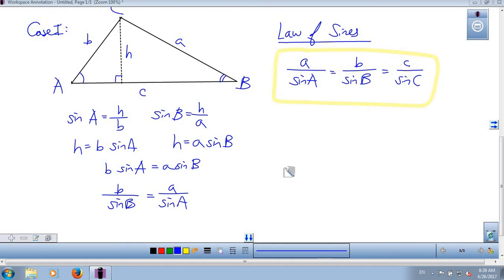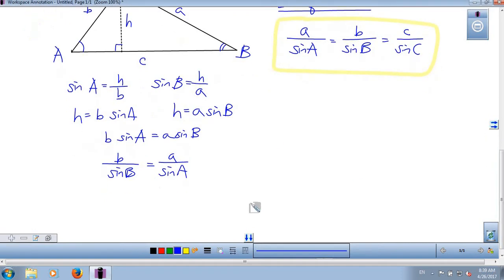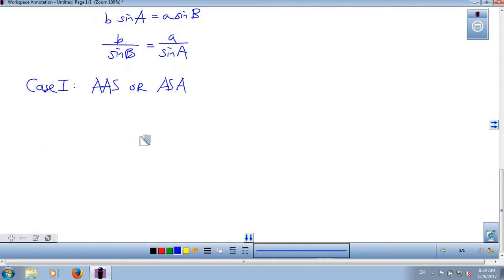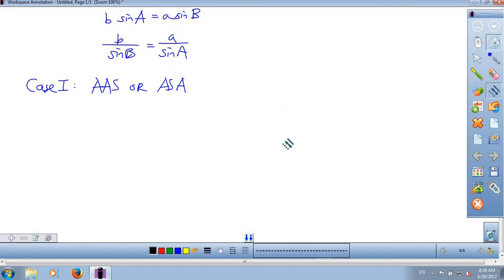Based on this fact, we can go ahead and solve case 1. Now let's do case 1. Case 1 is two angles and one side. Case 1 is one side and two angles. Let's draw a triangle here to show you how to use it.